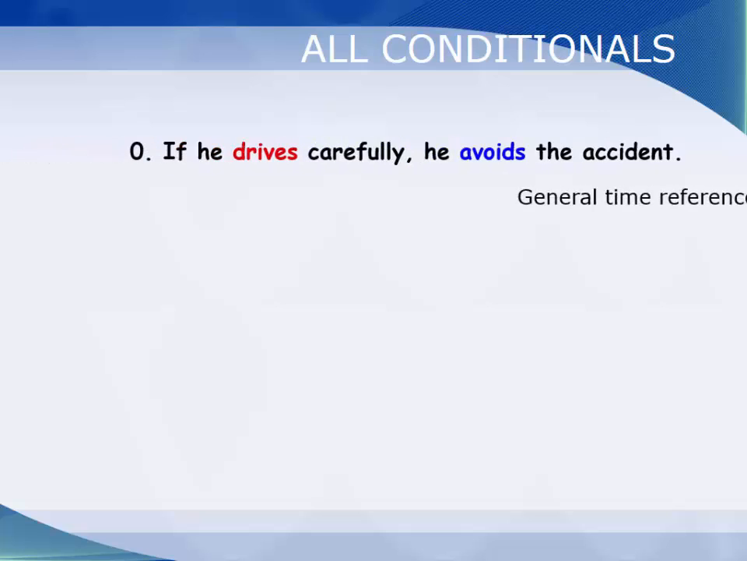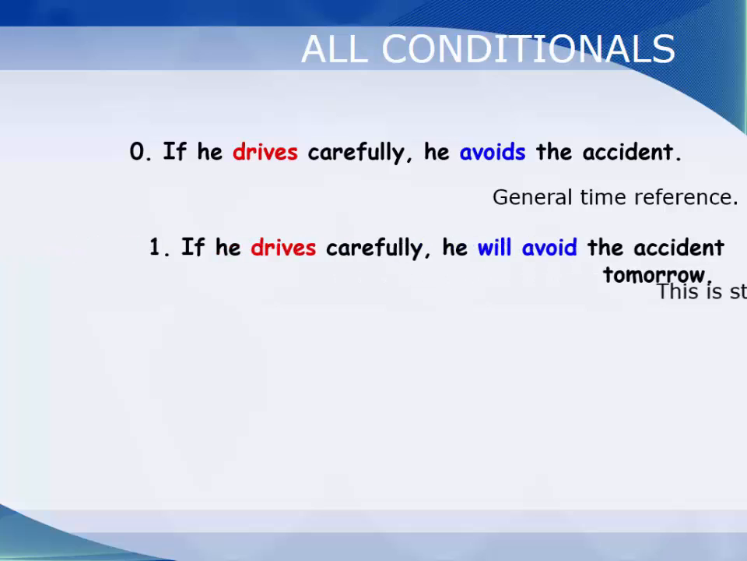All conditionals, zero conditional: If he drives carefully, he avoids the accident. This is the zero conditional, and it's formed by using the present simple in both of the two clauses, the if clause and the main clause. The zero conditional is used to express general time reference.